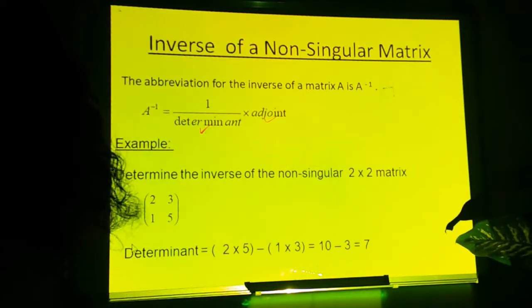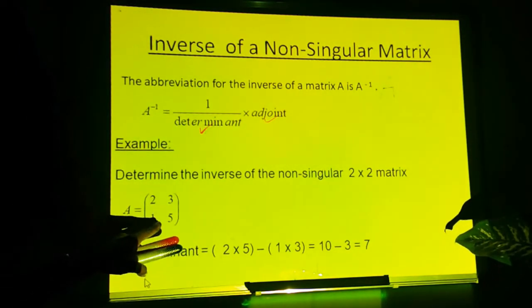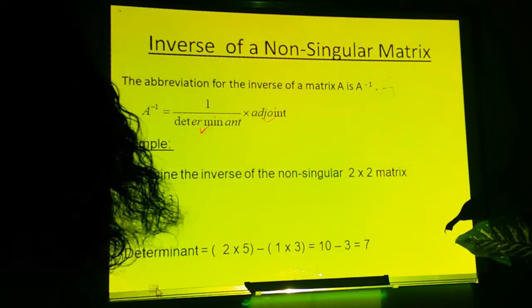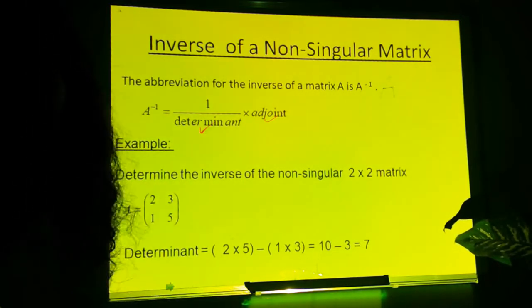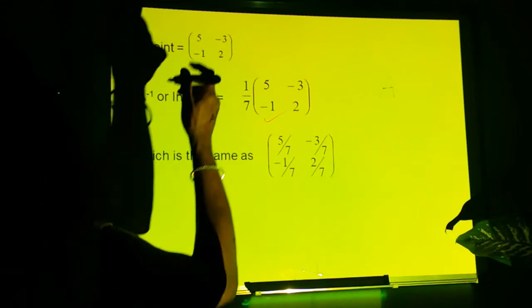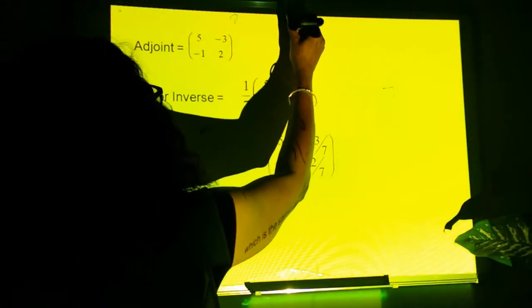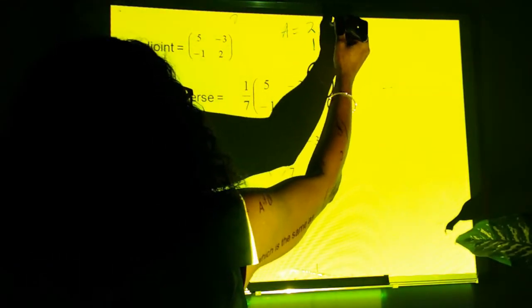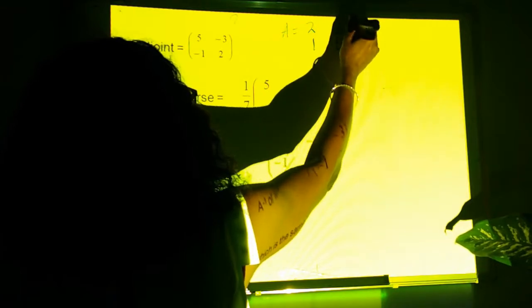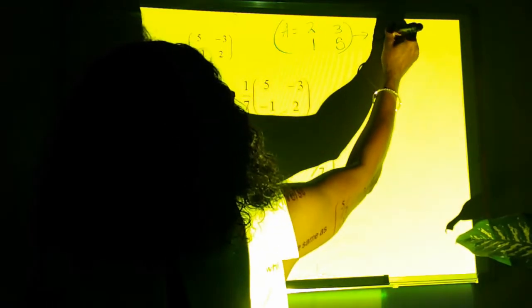Let's go back to the question. The question says 2, 1, 3, 5. Don't ever lose it. So let me write it up here. 2, 1, 3, 5. That's the question.